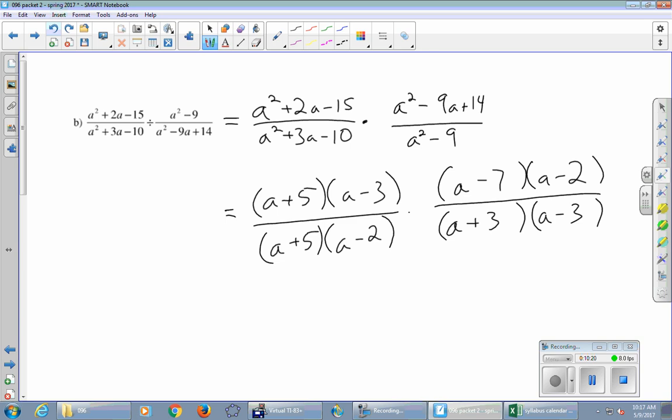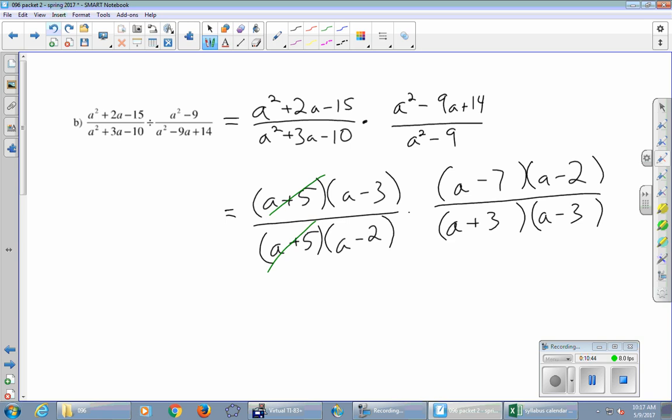It's not a secret. Okay, now it's all multiplication. And now we are ready to just cancel any things that are exactly the same. Any numerator with any denominator that's a copy. What do we see? A plus 5, A plus 5. Cross them off. What else do we see? A minus 3, A minus 3.